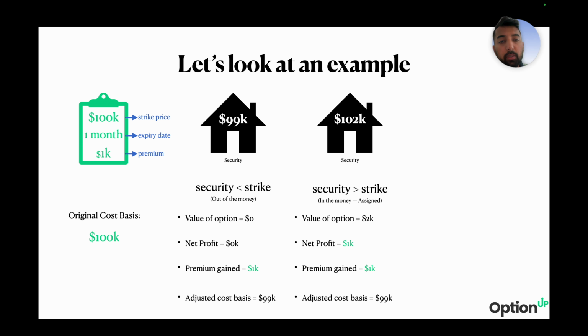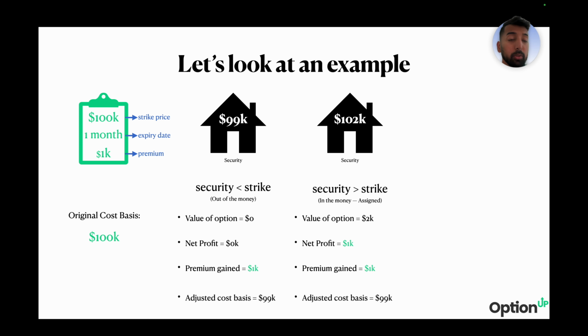Let's look at another example. Now in this scenario, let's look at an example where you are in the money, where the price of the house is higher than the strike price, and you get assigned. So what happens here is, because the price of the house is $102,000, the buyer is going to exercise their option. So they're going to still buy the house for $100,000, and because the house is worth $102,000, they essentially will make $2,000 on their investment. But from our side, we get to keep the $1,000 in premium, so that's going to be our net profit.